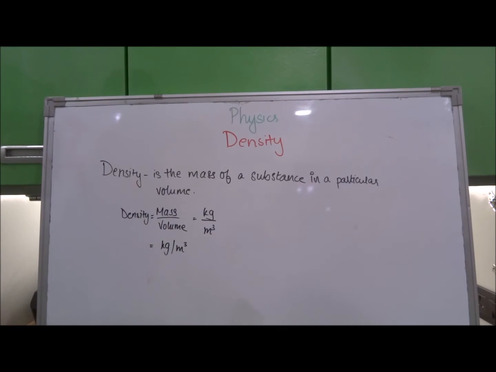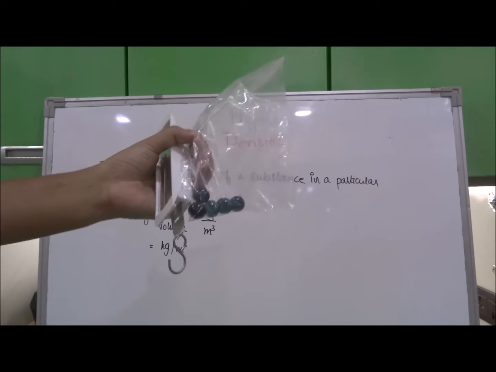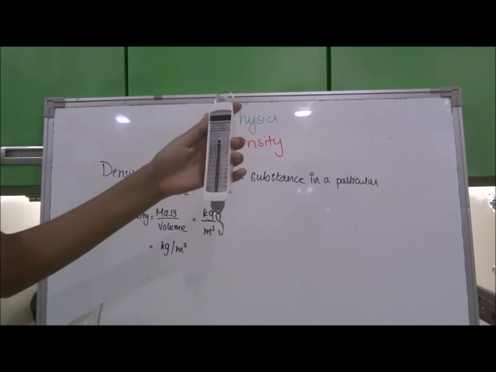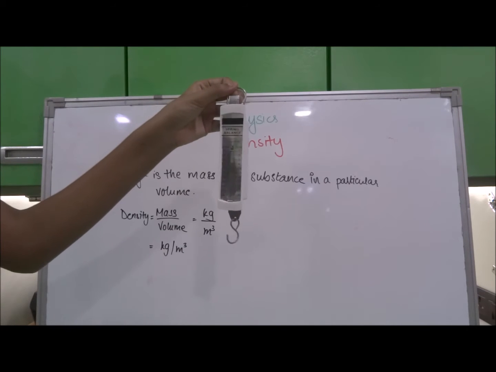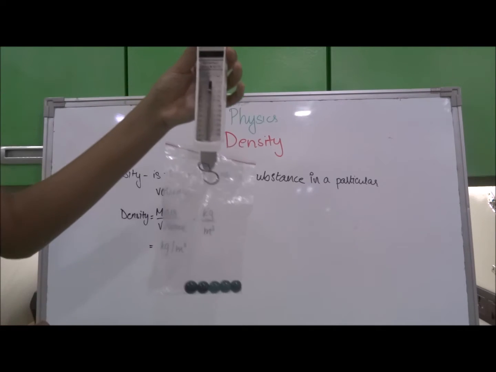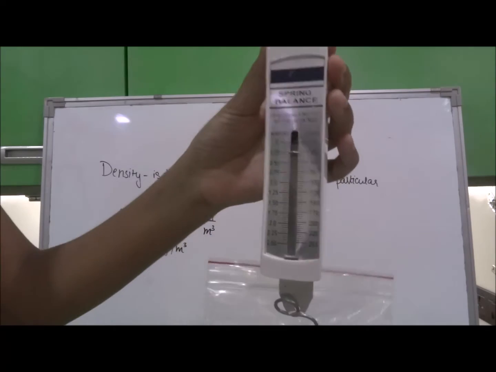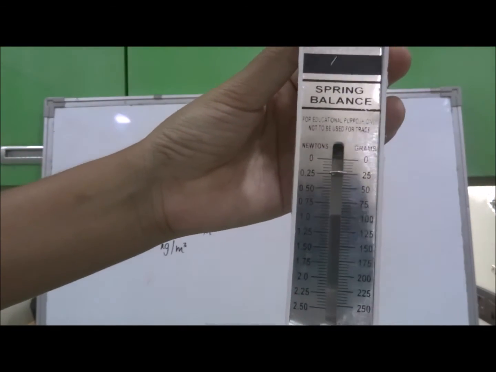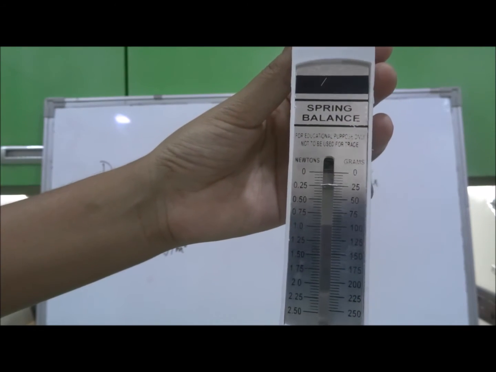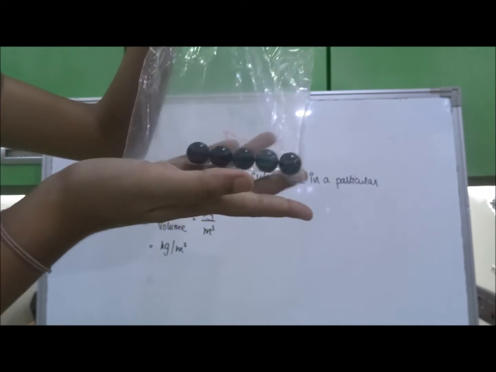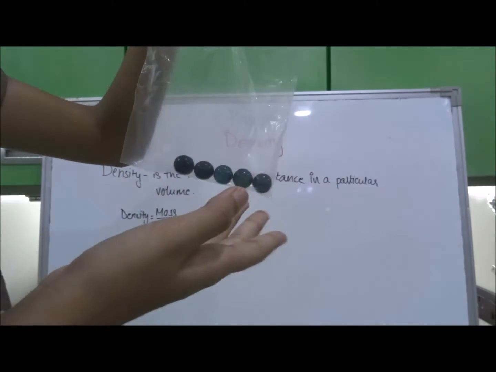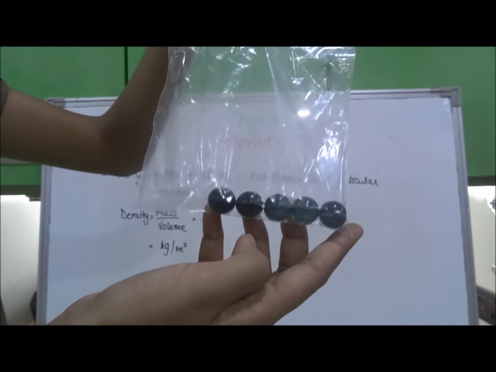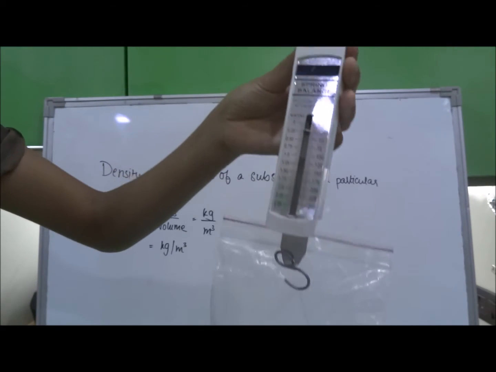Okay, so here I have put these marbles in a packet, and first we are going to find out the mass of these marbles. I have a spring balance which will help us find out the mass of these. The mass is 25 grams. So it's 0.25 newtons or 25 grams, the mass of 5 glass beads. To find out the density of one would be very difficult, so we are using 5 glass marbles and the mass of 5 of them is 25.